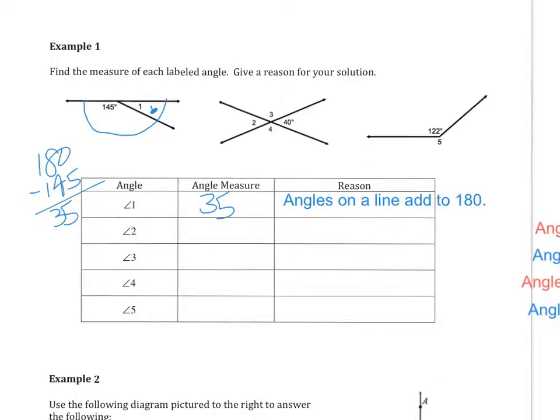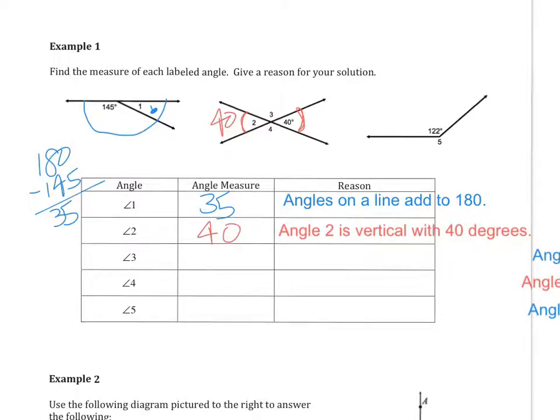The next one, angle 2. This angle is across from this one, so it must in fact be 40. So angle 2 is vertical with 40 degrees, so I'm going to write a 40 in there.